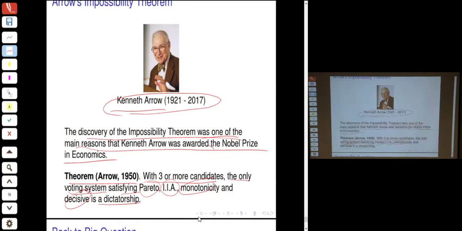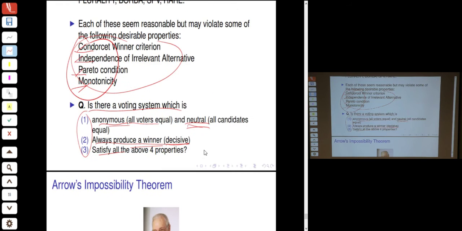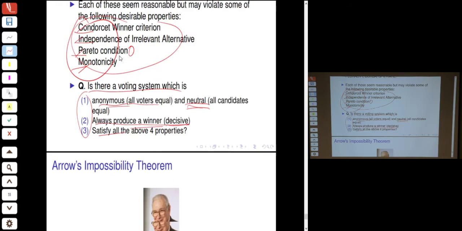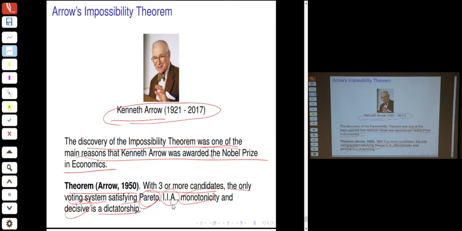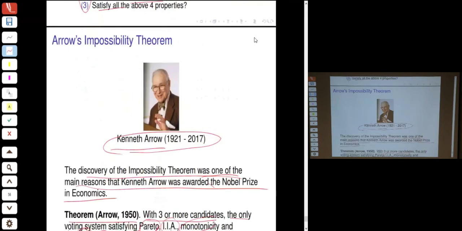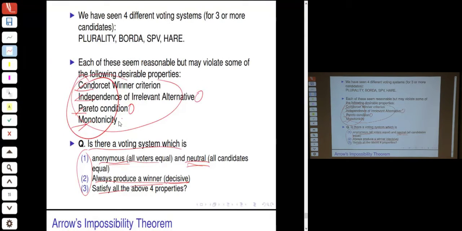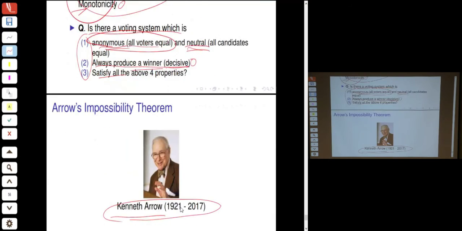And Arrow says that if you have Pareto, which we want here, if you have IIA, which we want here, and if you have monotonicity and decisive, which we have here, then the only function which works is going to be the dictatorship. But the dictatorship is of course not anonymous, so there is no perfect voting method.